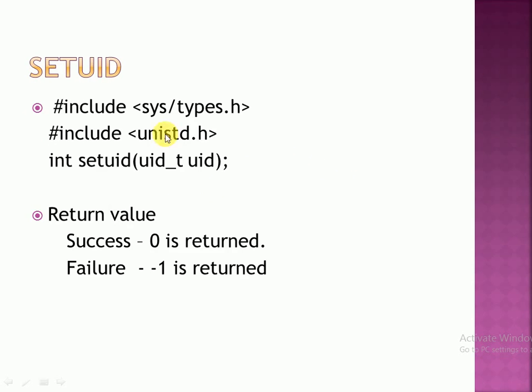The next is setuid, set the user ID. This is the syntax for setuid. This sets the effective user ID of the calling process. This returns 0 on success, and returns -1 for failure.